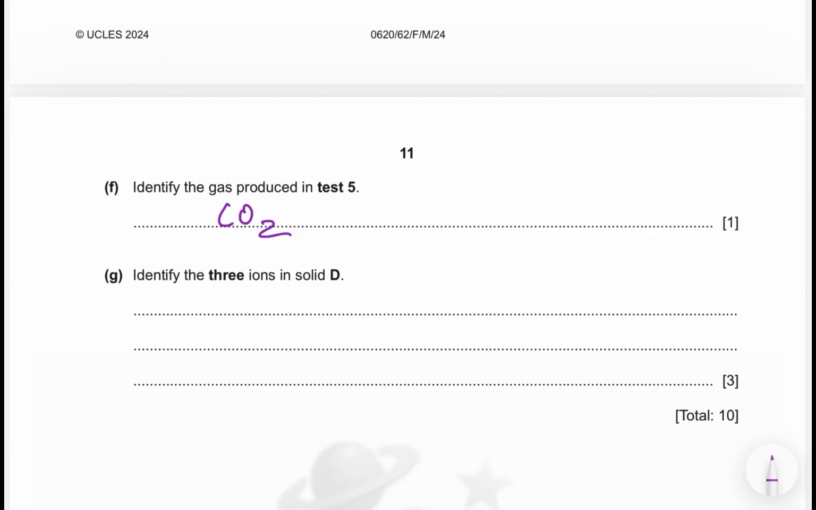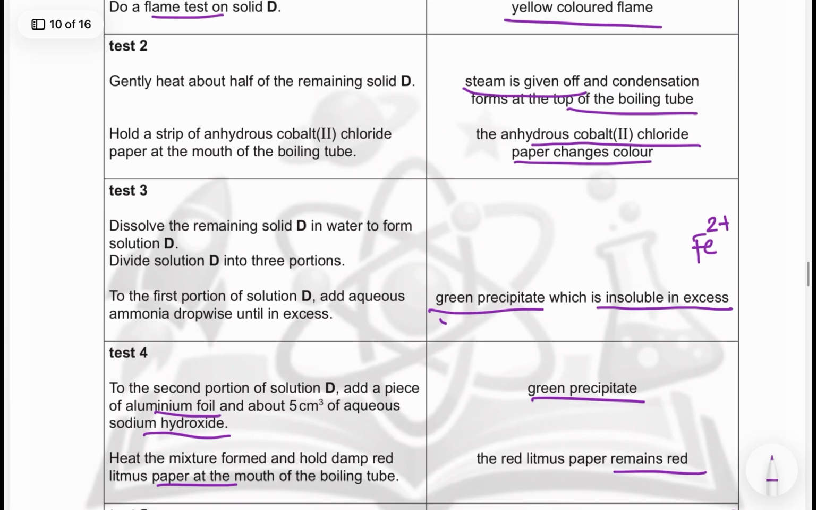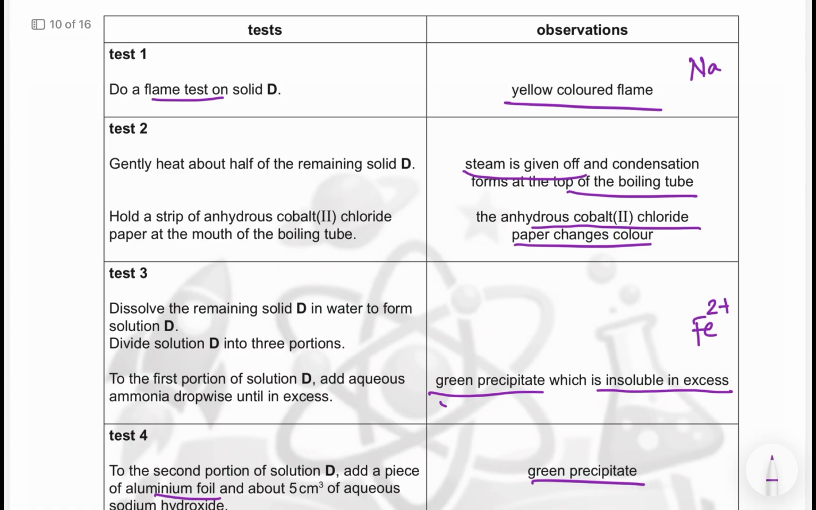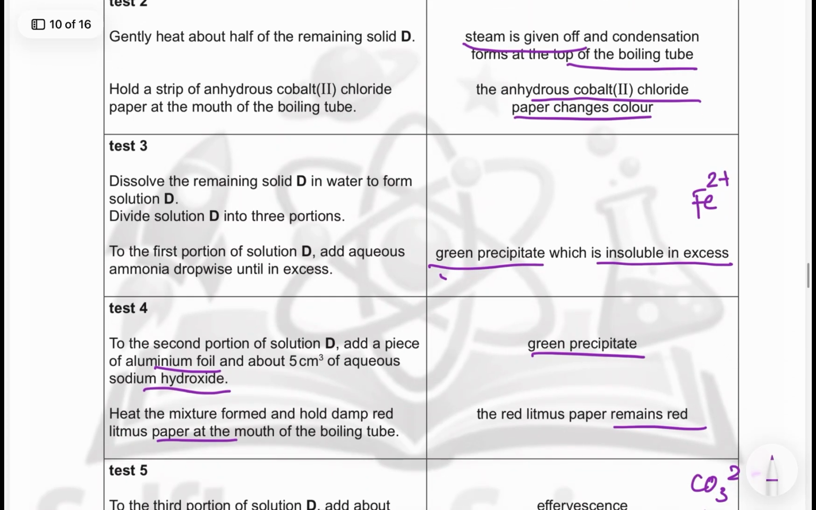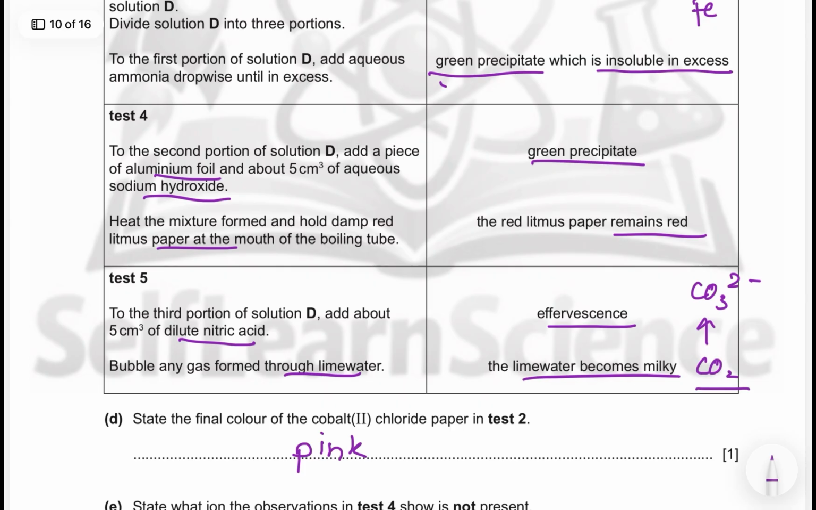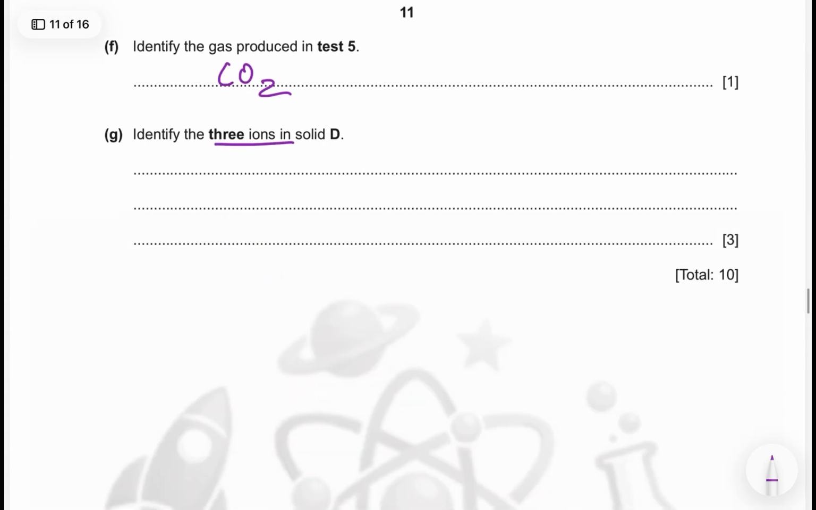Identify the 3 ions in solid D. So here the 3 ions, with the help of flame test we have got sodium, with another test we have got Fe2+ ion, and in the last test we have concluded that it is carbonate. So the 3 ions that we have are Na+, Fe2+ and CO3 2-.